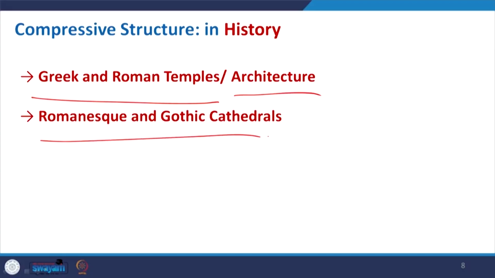Then after that, in the Romanesque and the Gothic architecture, normally for the church and cathedral, they used this as a buttress and all. So, these are very predominant. Later on, it shifted towards steel or reinforced concrete structure. So, not purely compression; the structure is then taking care of the other forces as well.